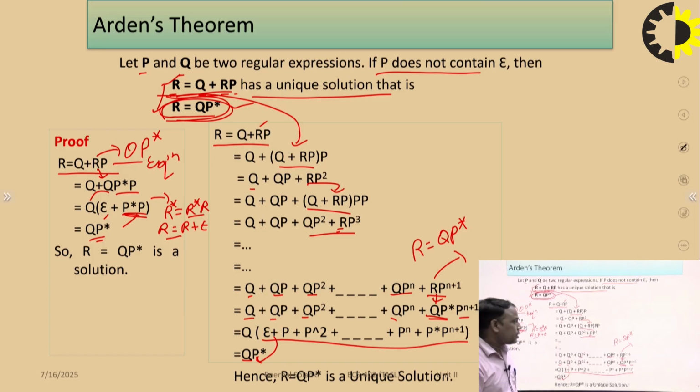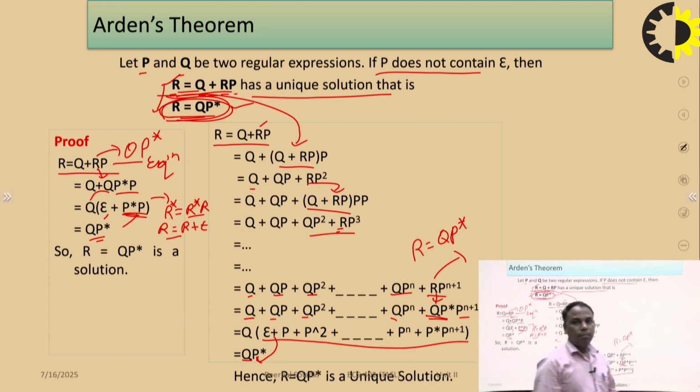So here we discussed the statement of Arden's theorem, that it has a unique solution, and the proof of that.